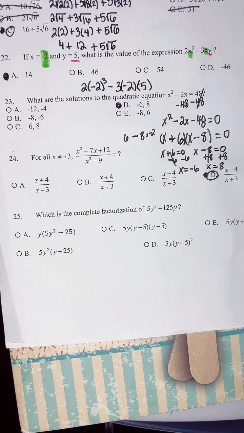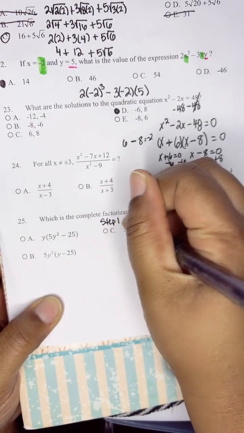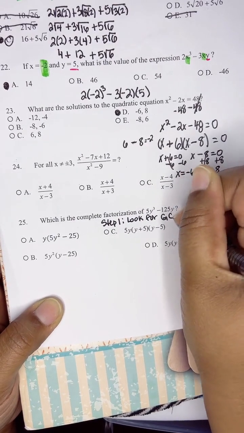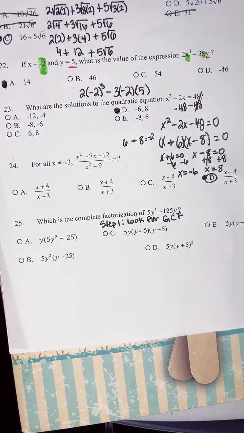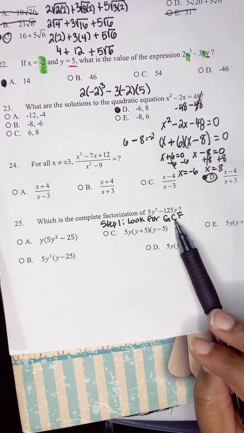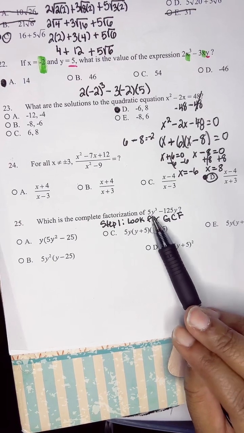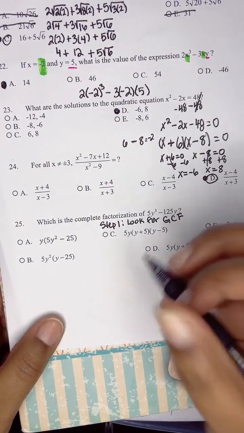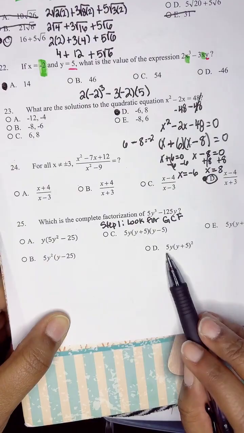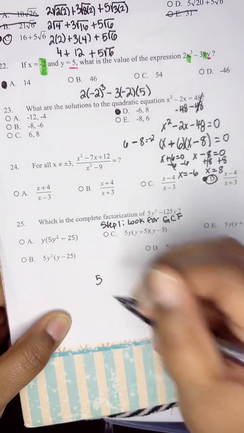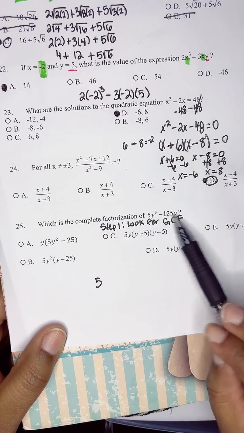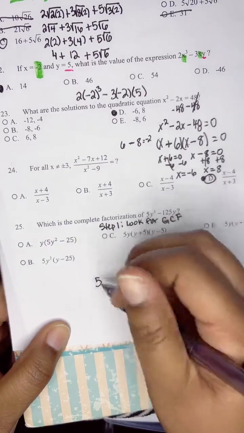Let's go. Difference of the GCF. Step 1: look for the greatest common factor. When I look for the greatest common factor, I'm looking for what can both go into 5 and 125. Well, I'm going to look at my answers to help me. They all got a 5, most of them. So I'm going to say 5. Now, when you look at your letters, you have to take the lowest one. So since I have 1y, it's going to be 5y.